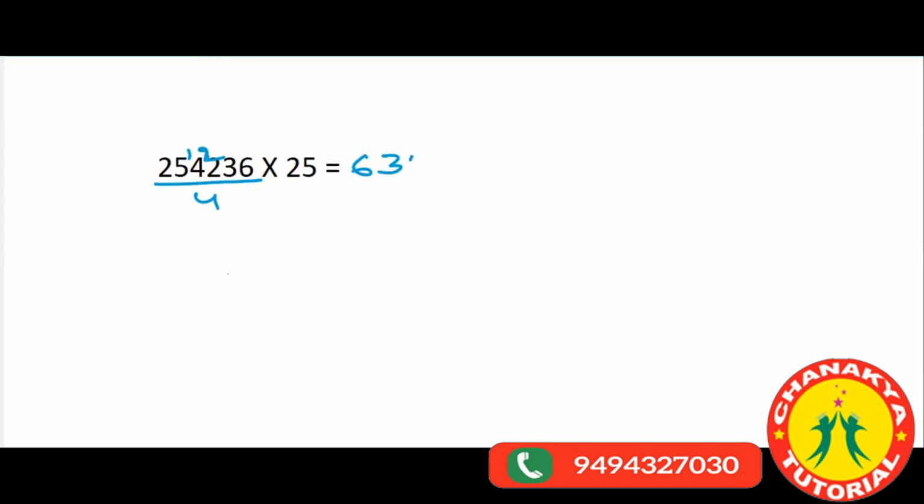4 5s are 20, remainder 2. Remainder 2, 23. 4 5s are 20, remainder 3. 20 with remainder 3, 36. 4 9s are 36. Final remainder 0, sir. When the remainder is 0, the last two digits will be 0 0. Good.